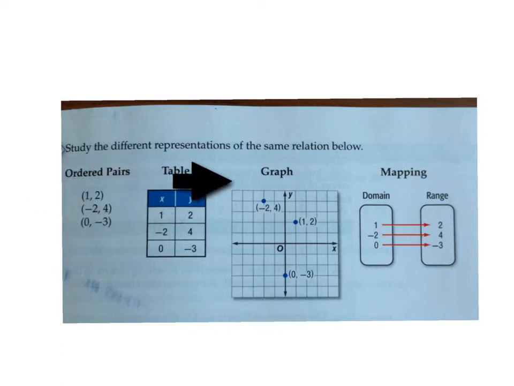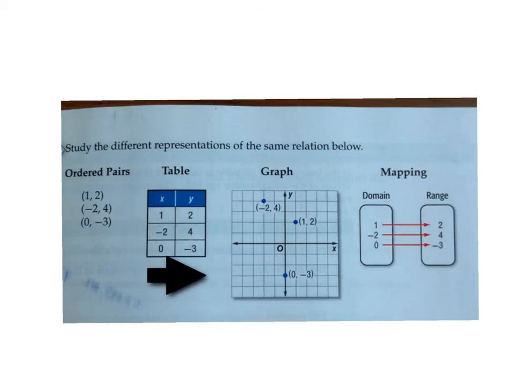Then each one of these ordered pairs are graphed, 1, 2, -2, 4, and 0, -3. Here is your mapping, and that's what I want to spend a little bit more time talking about. Now, if you notice the way that they've done this, they put domain and range. And they've drawn this little box. And they have listed the x coordinates in with the domain and the y coordinates into the range.